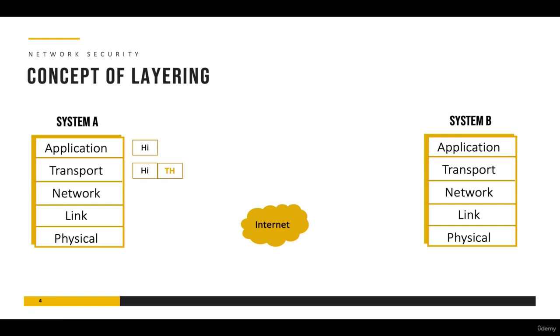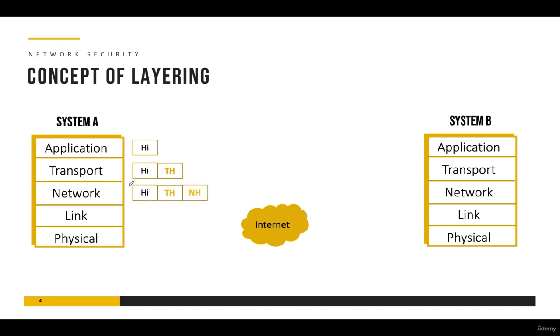Now what the transport layer does is that it adds its own header, which you can see here, transport header TH, and encapsulates this packet. So "hi" becomes the data and the transport layer adds its own header, which includes information which helps it deliver the data to the correct application on the destination. Now this whole packet is then sent to the network layer.